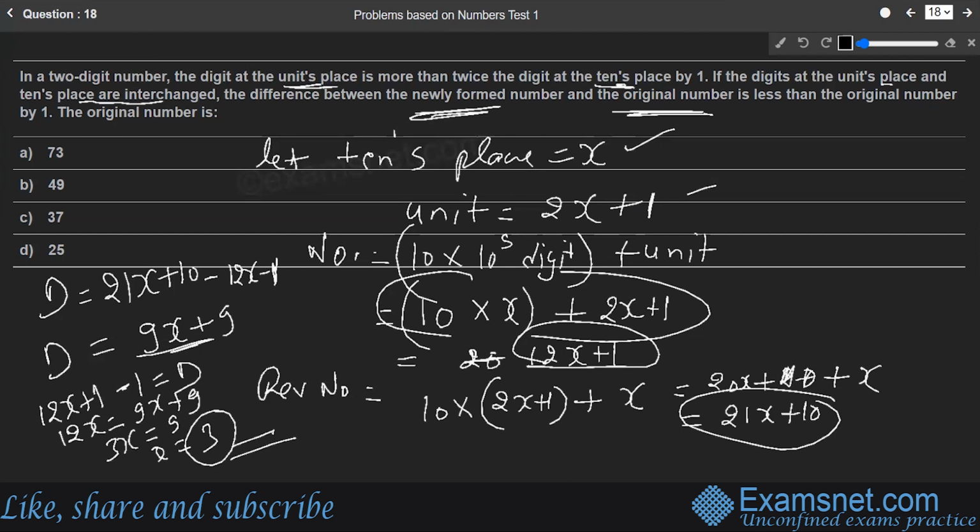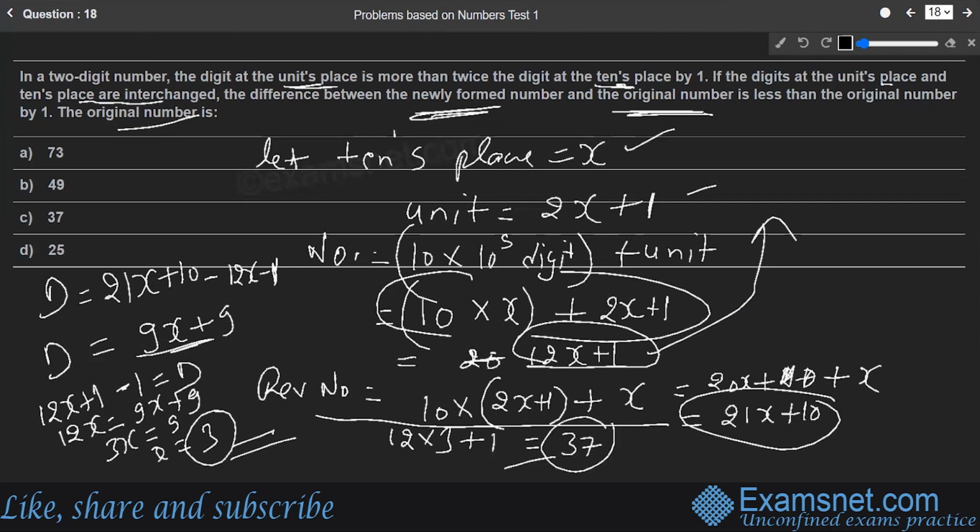With the x value as 3, we can do anything. He's asking for the original number. The original number we had taken as 12x plus 1. Using the x value as 3, we can find the original number, that is 12 into 3 plus 1. How much does this become? This becomes 37. So that is the exact number that we were searching for, the number 37. Let's see where it is available. It is available in option number C, which becomes the right answer.